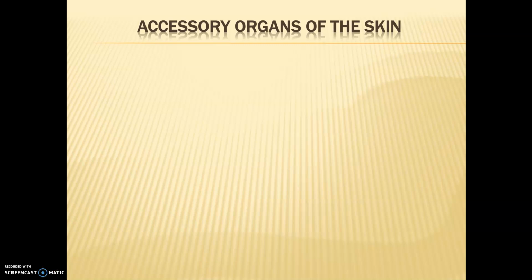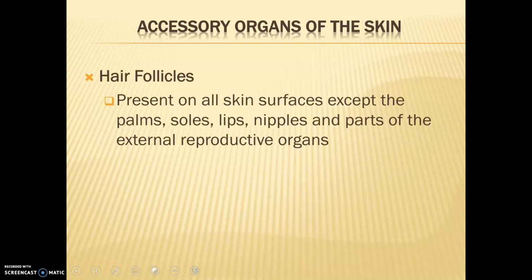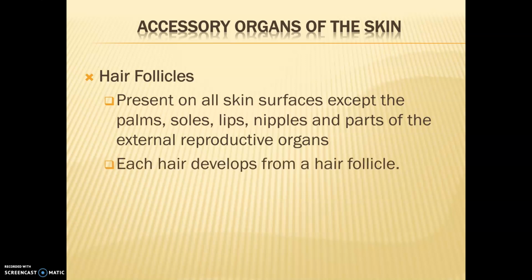Hi everyone, so we're going to continue with our integumentary system here, talking about some of our accessory organs that we're going to see in skin. Some of the things that we're going to see are hair follicles, and these are present on all surfaces of the skin except our palms, soles, lips, nipples, and parts of external reproductive organs.